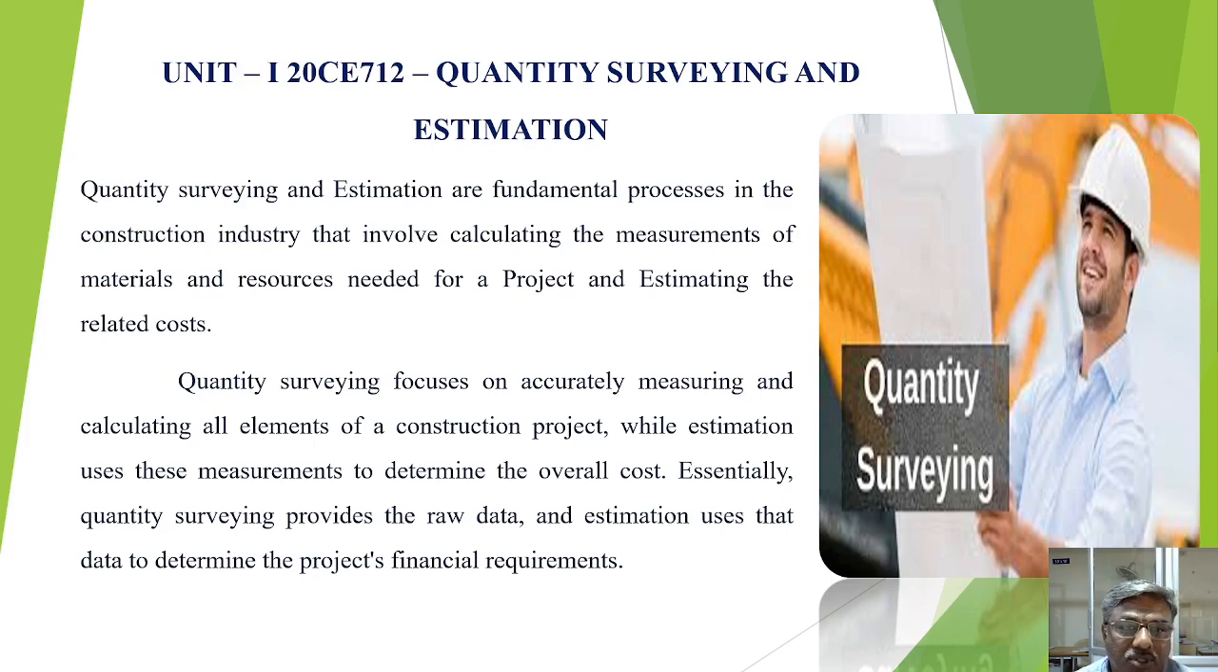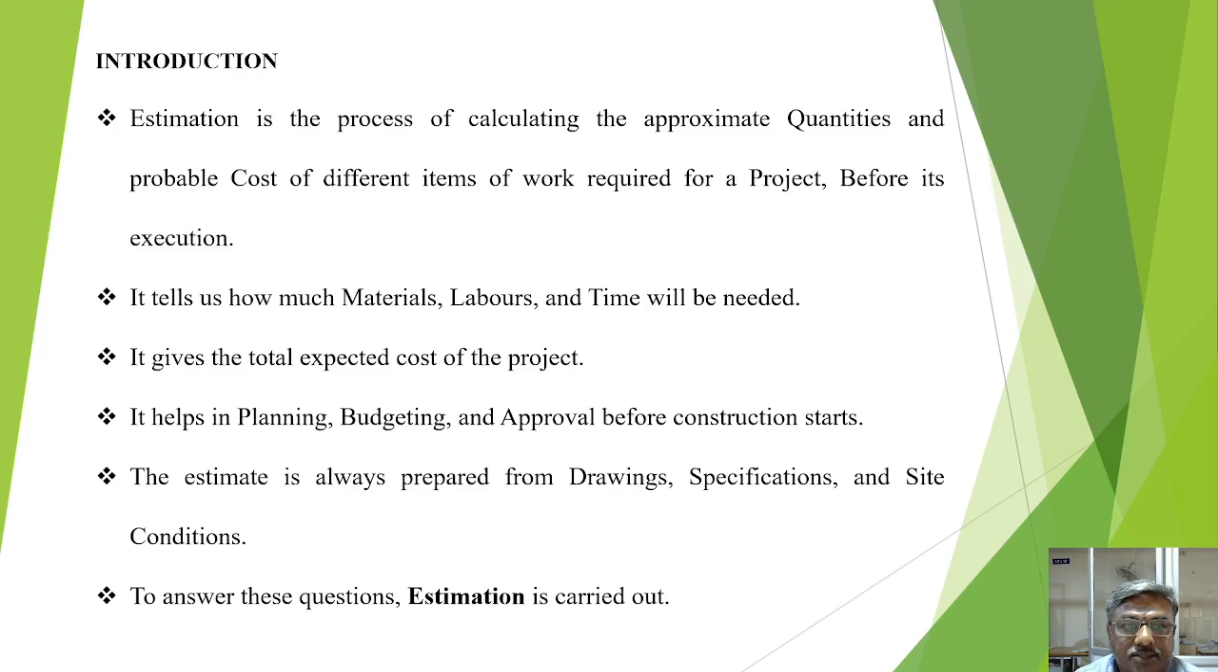Quantity surveying focuses on accuracy of the measurements and calculation of all elements of the construction project. What is the meaning of all elements? That is brickwork, plastering work, handrails, materials, slabs, equipment used for the construction industry. While estimation is used for determining the overall cost of construction of a new project. Essentially, quantity surveying provides raw data, and estimation uses that data to determine the financial requirement of the new construction work for the client side.